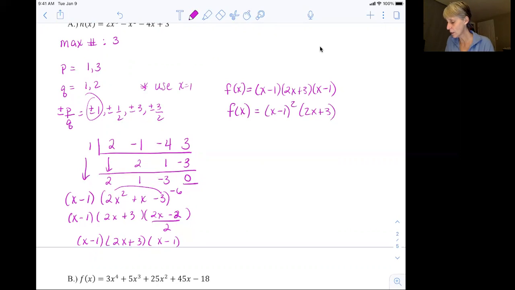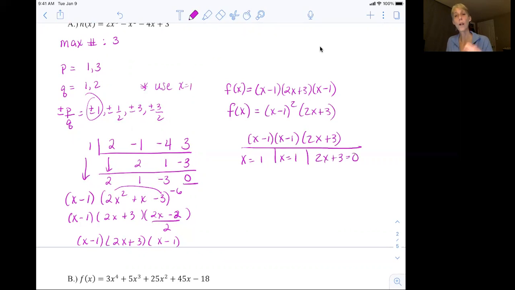When I'm finding the zeros, I may want to break it up like that, because then it's a lot easier to see that 1 occurs as a zero twice, meaning it has a multiplicity of 2. And x equals -3/2. So my zeros: 1, 1, and -3/2. And we were supposed to find 3 zeros. We have 3 zeros on our list.